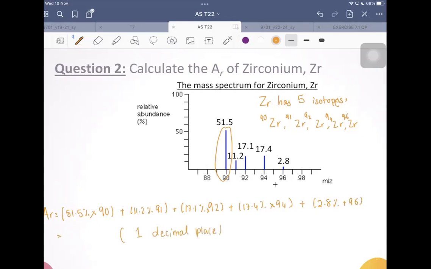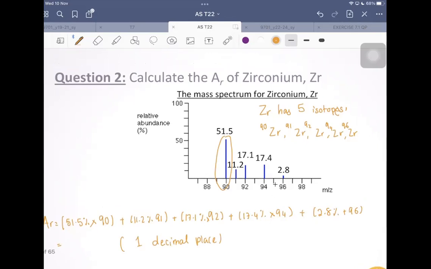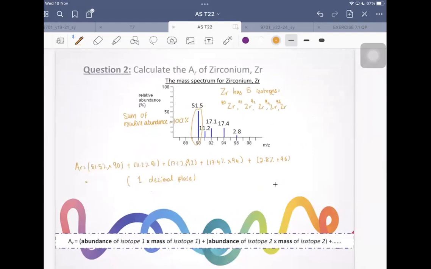You just have to make sure that the total abundance is equal to 100. Check that 51.5 plus 11.2 plus 17.1 plus 17.4 plus 2.8 is equal to 100. So just remember, the sum of relative abundance is equal to 100%. If they give you the relative abundance as a fraction, sometimes they do this, the sum of relative abundance should be equal to 1. Right, so that's how you use the formula.